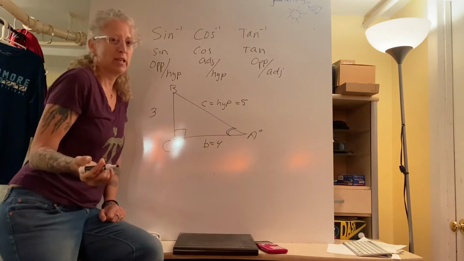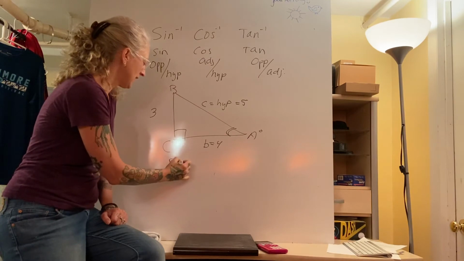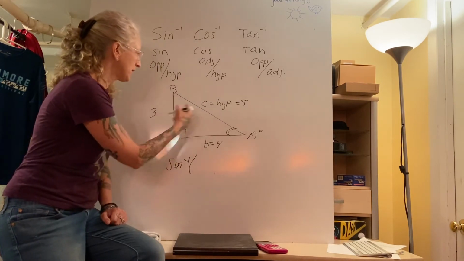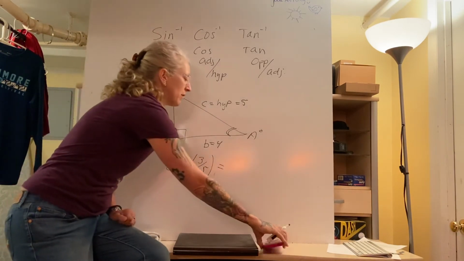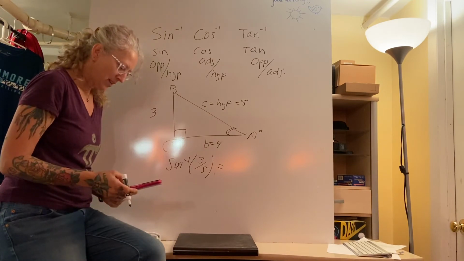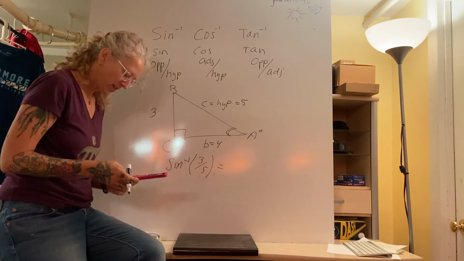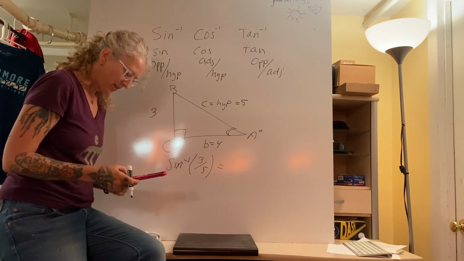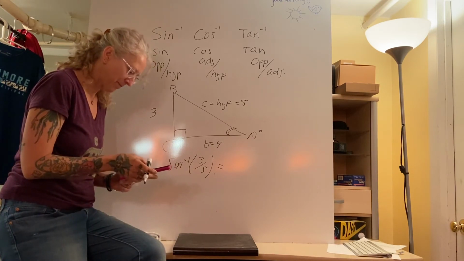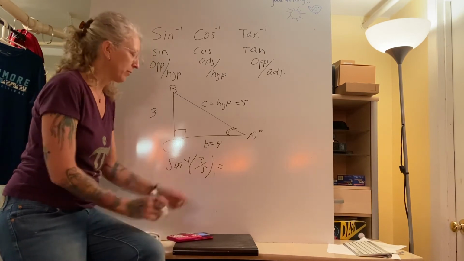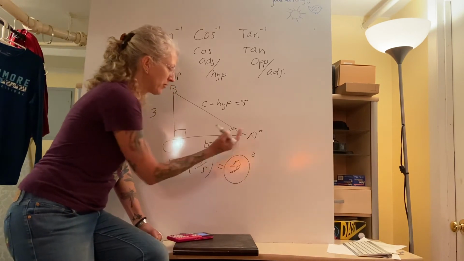So let's use sine because we're familiar with sine. The sine inverse of opposite over hypotenuse, 3 over 5, is going to give me the angle degree measure. If I was on Desmos, I would type sine inverse, 3 divided by 5. I'm on radians, damn it. Anyway, I don't know the number, but if you put it in Desmos, it's going to give you a degree measure, okay?